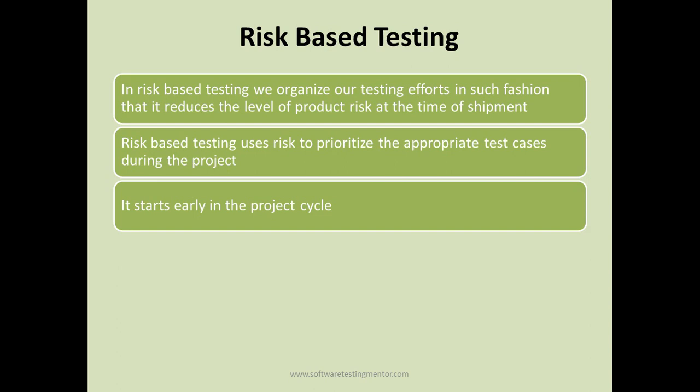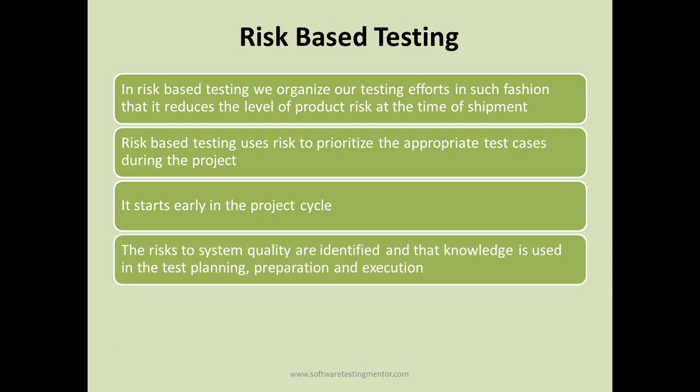Risk-based testing starts very early in the project cycle. The risks to system quality are identified, and that knowledge is used in test planning, preparation, and execution. So you first identify what the risks are with delivering the software or system, and then based on that knowledge you do all your test planning, preparation, and execution activity. You prioritize those risks, plan to execute high priority risks first, and prepare and execute those test cases first in order to reduce the high priority risks from the release.